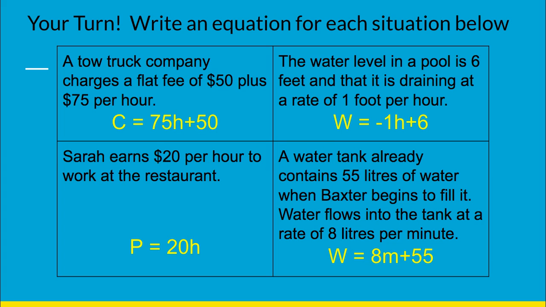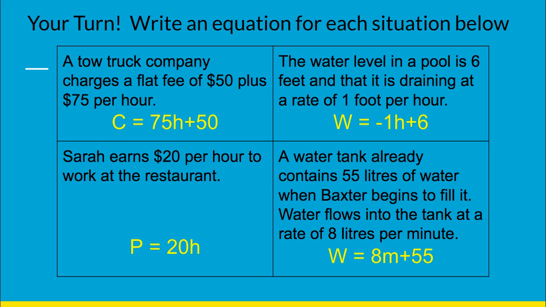The next one, the water level in a pool is 6 feet and it is draining at a rate of 1 foot per hour. Our starting value here was 6, and this one was a little bit different because it was going down 1 each hour. So we need to make sure our coefficient is a -1 because it's going down. So the water level will equal -1 times the number of hours plus 6.